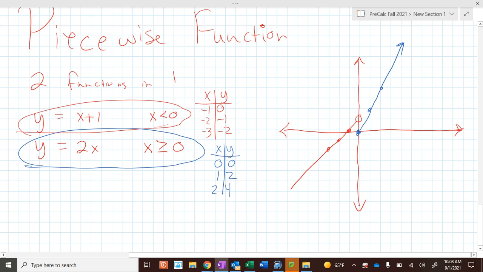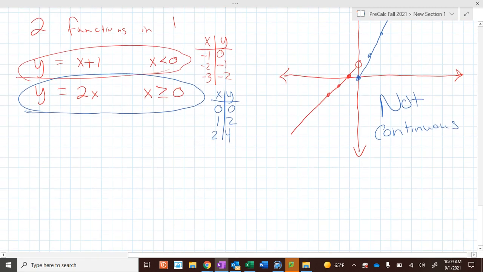Now, you'll be asked if these functions are continuous or not. To be a continuous function, it can't have a break in it at all. What happens at 0? There's a break in there. So this is not continuous. It is said to have a non-removable discontinuity, but I don't think they'll ask that today. I can't remember, but I don't think they'll ask that today. You just have to say whether it's continuous or non-continuous. Okay? Let's look at another piecewise function.